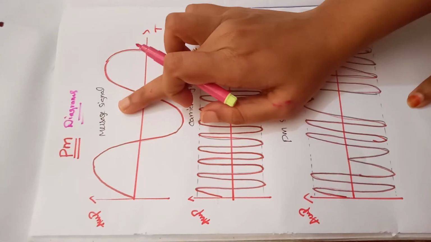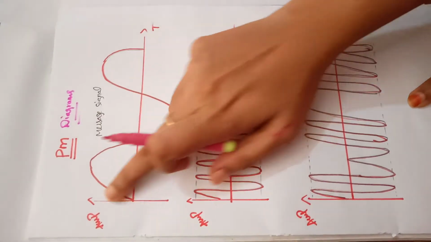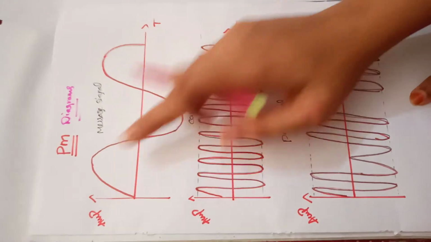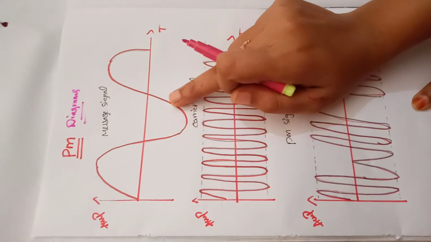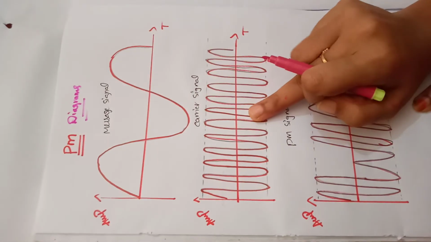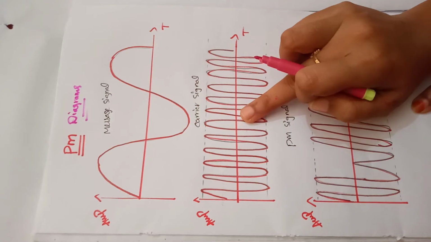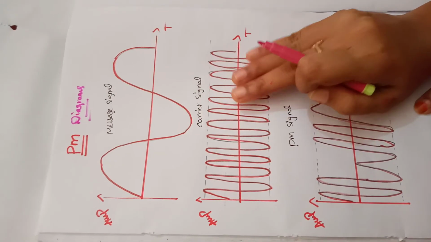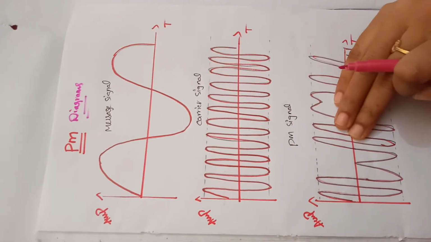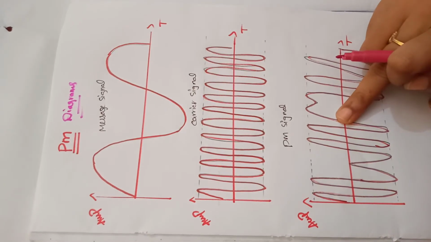The first figure contains the message signal. Here on the x-axis I am taking time and on the y-axis I am taking amplitude. The message signal contains only the useful information. This is the second signal. It is a high frequency carrier wave which does not contain any information. And the last figure shows the resultant phase modulated signal.